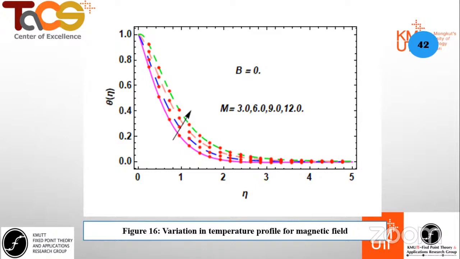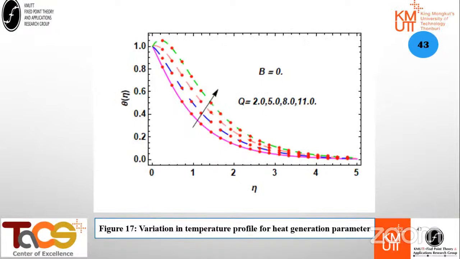Next slide, please. Okay, figure 17 shows the variation in temperature profile for heat generation parameter. Heat generation can increase the temperature of the fluid because temperature is a measure of the average kinetic energy of the particles in a substance, and adding heat to a substance increases the kinetic energy of its particles.